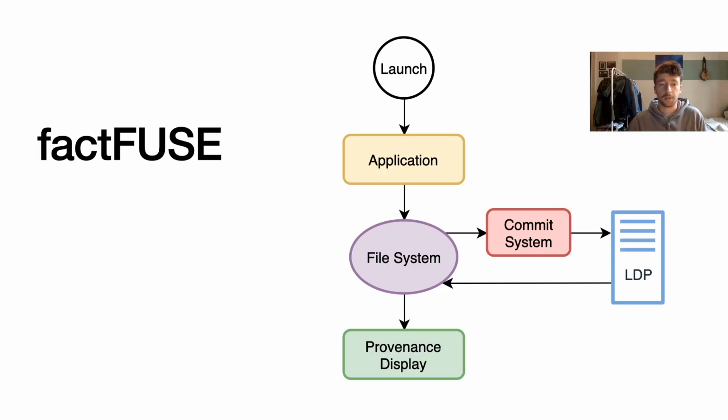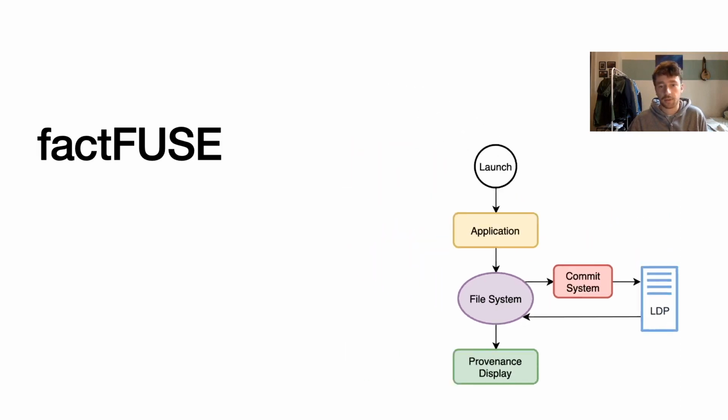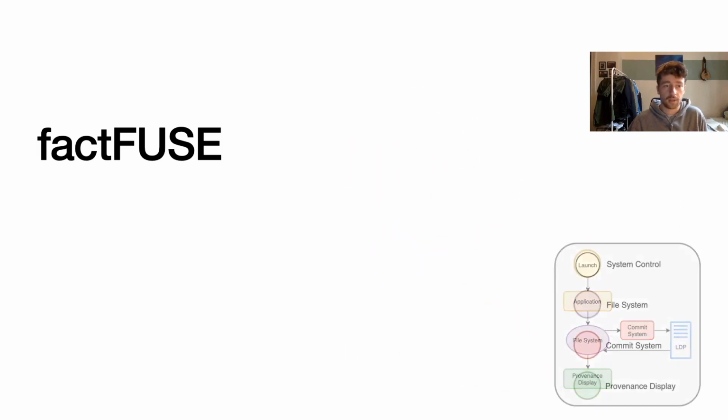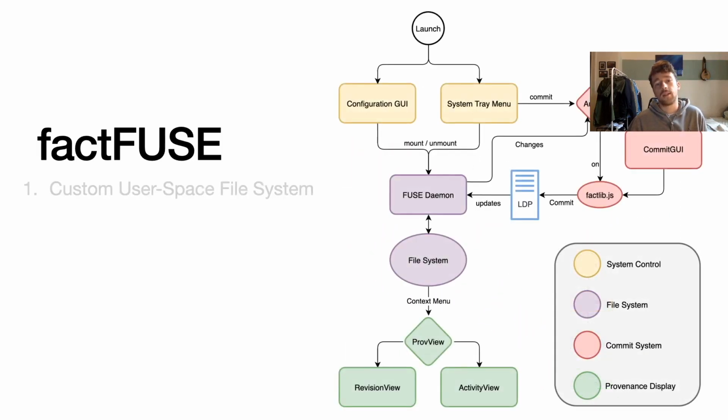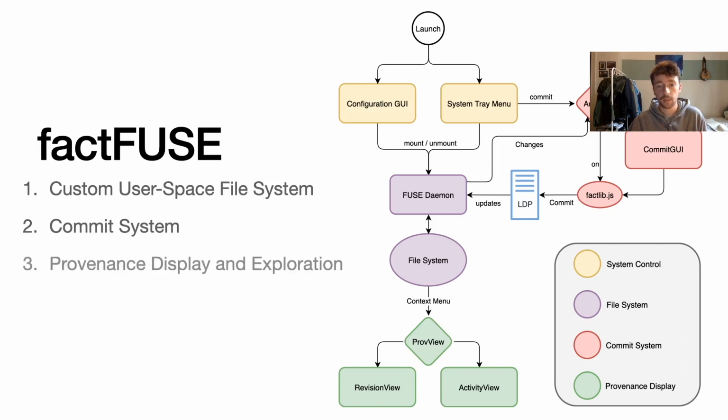So this is factFUSE. factFUSE, in summary, features a custom user space file system to interact with linked data platforms, an extensible commit system to customize metadata and provenance information that is collected. It provides user interfaces in the file system for the display and exploration of metadata, and it is all bundled in a desktop application called factFUSE.